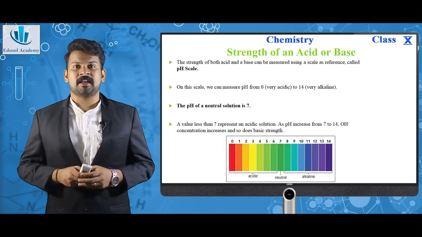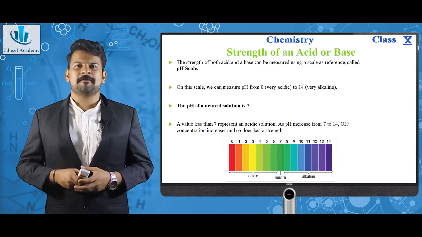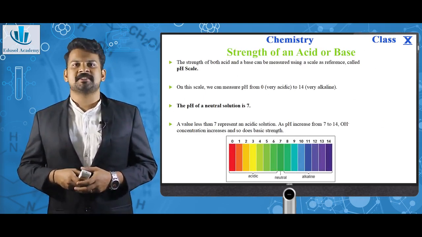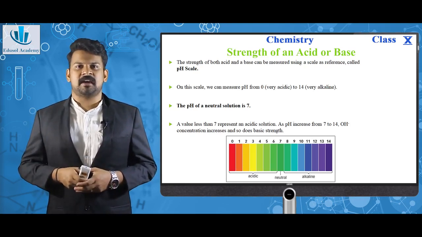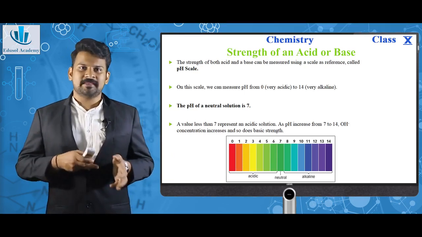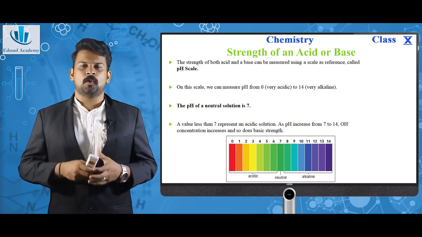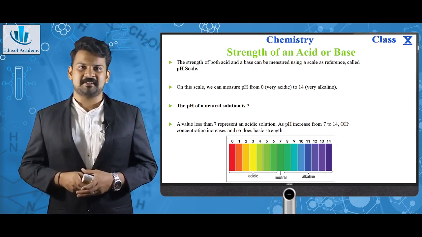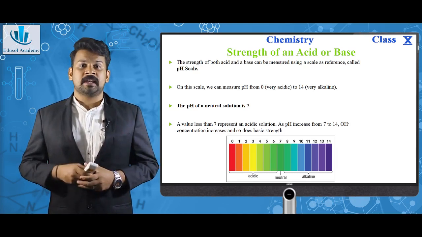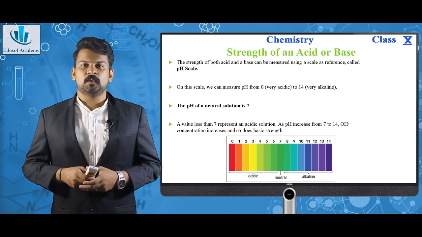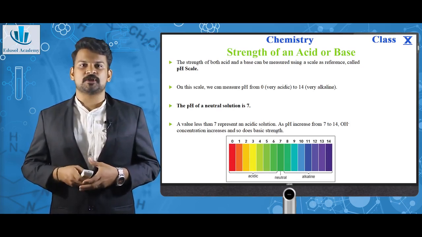Next, strength of an acid or a base. The strength of an acid or a base is measured using a reference scale called the pH scale. In the pH scale, we have values from 0 to 14, as you can see in the picture. On this scale, pH 0 means very acidic, and pH 14 means very basic. The pH of a neutral solution is 7, the middle value. A value less than 7 represents an acidic solution, and a value greater than 7 represents a basic solution.